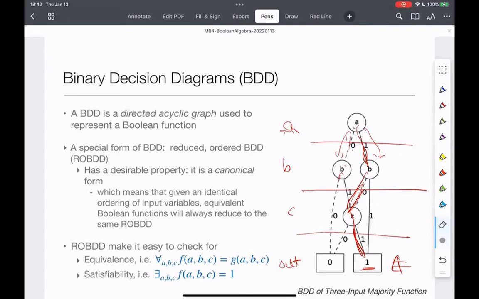Any questions on this? For the diagram, is there any reason why the 1 is a full line and the 0 is a dotted line, or is it just visual? Nothing special. Yeah, just visual.